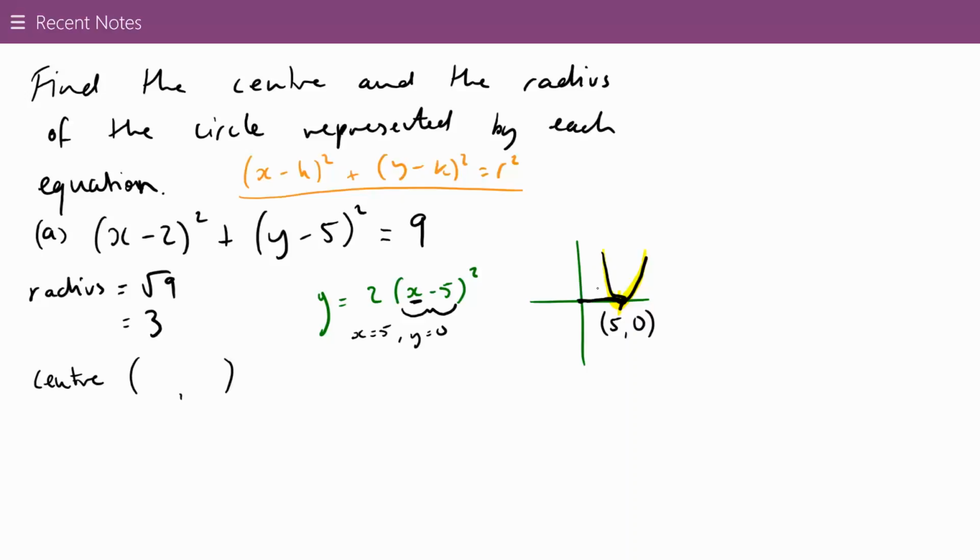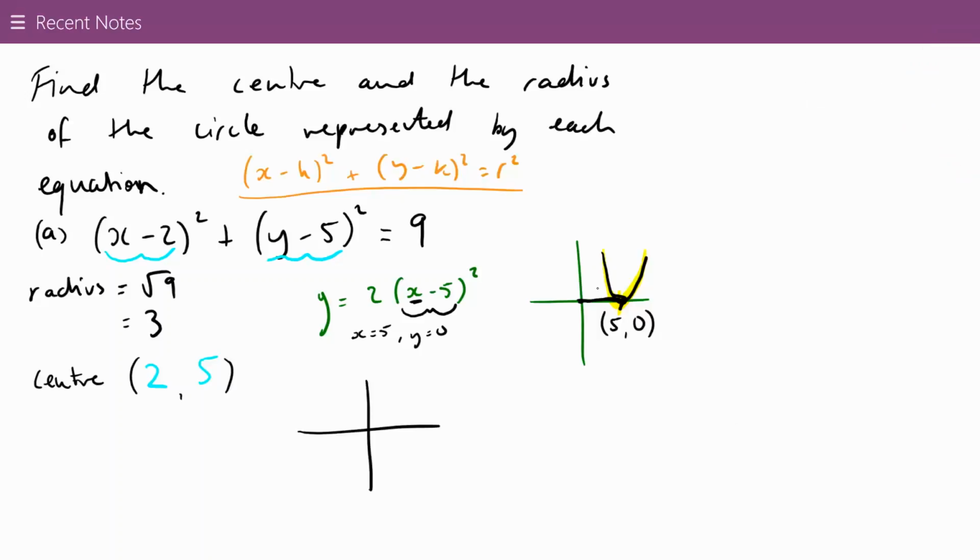We have to think about the same process when dealing with the circle. So here, what minus 2 gives me 0? 2 minus 2 gives me 0. What minus 5 gives me 0? 5 minus 5 gives me 0. So the center is the coordinate point 2, 5.